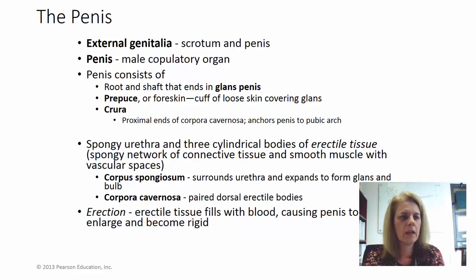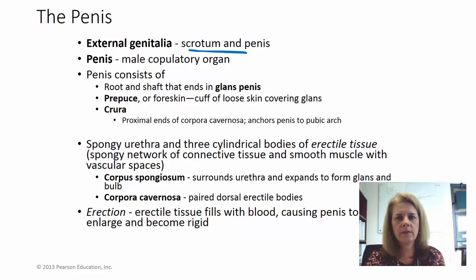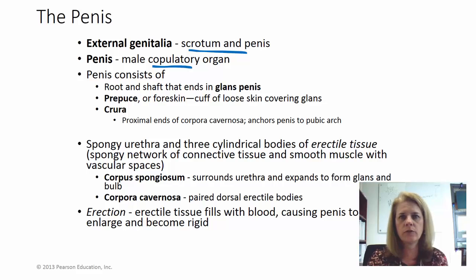All right, so when we think about the male, we want to talk about external genitalia. That includes the scrotum and the penis, so what you can see from the outside. So again, the penis is the male copulatory organ used for intercourse, used for delivery of sperm. It's also part of the urinary system. It's how urine exits the body as well. The penis has several parts.